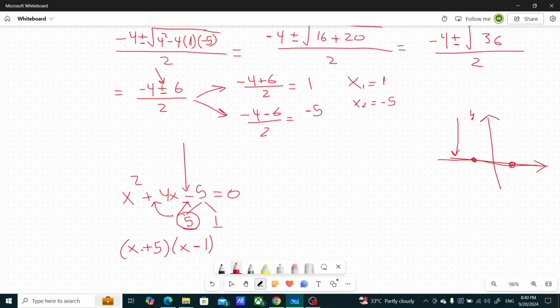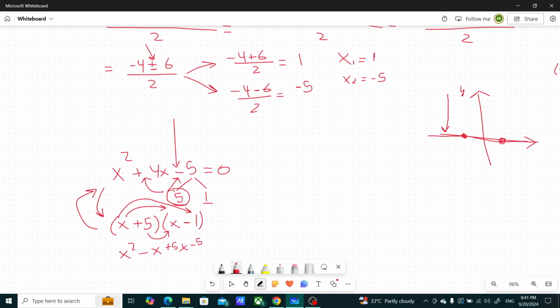To be sure that this is exactly equal to the original, we will expand. So x times x is x squared, x times minus 1 is minus x, and 5 times x is plus 5x, and then 5 times negative 1 is minus 5. So this is x squared minus x plus 5x, which is basically plus 4x minus 5, exactly the same as my original function. Okay, so let's erase this. This was just to show you.